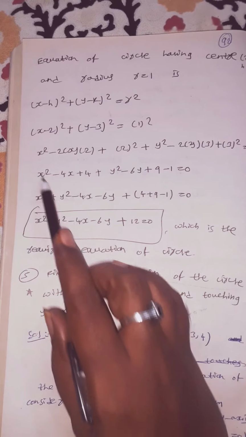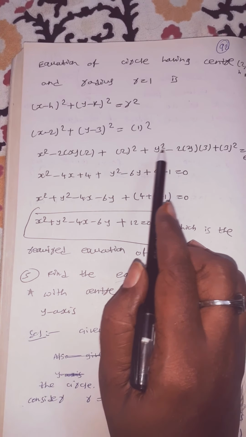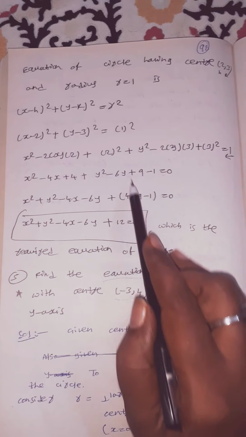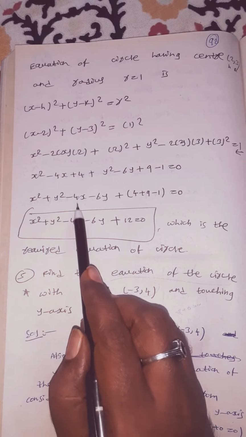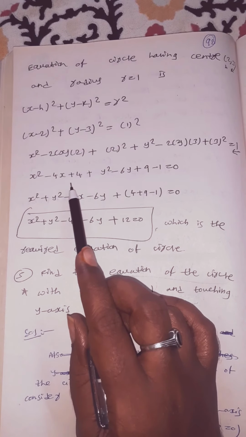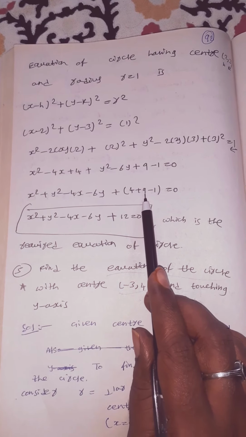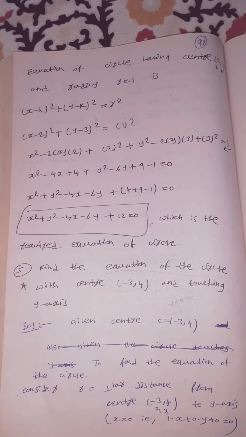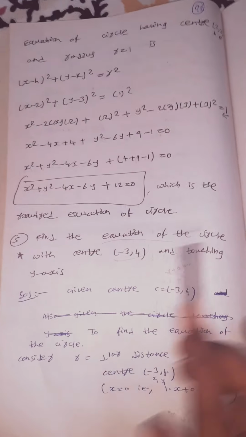Then on this side, children, here x², 2 into 2 is 4x, 2 square is 4. Here y² I wrote as it is, 2 3s are 6, plus 3 square is 9, minus 1. So x² + y² − 4x − 6y, constants write in one bracket, children: 4 plus 9 minus 1. So 4 plus 9 how much? 13, children. 13 minus 1 is 12. So x² + y² − 4x − 6y + 12 = 0, which is the required equation of the circle.